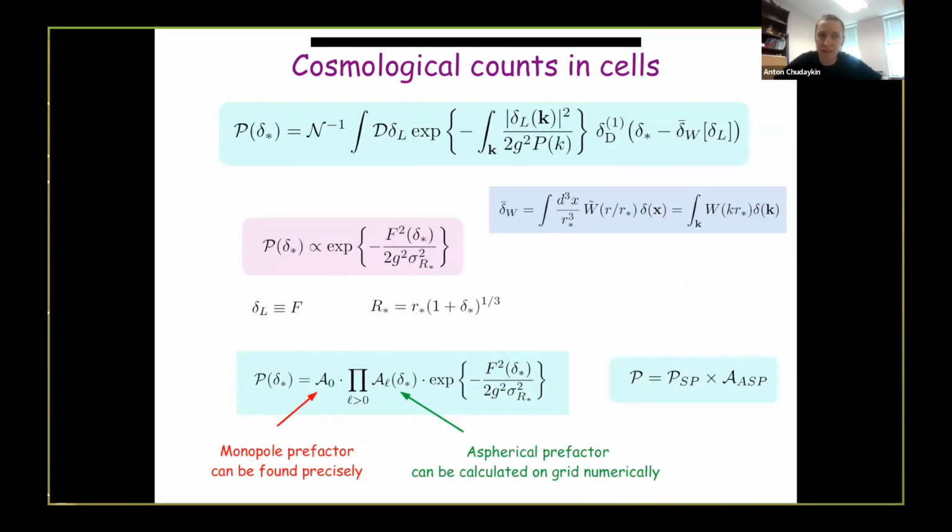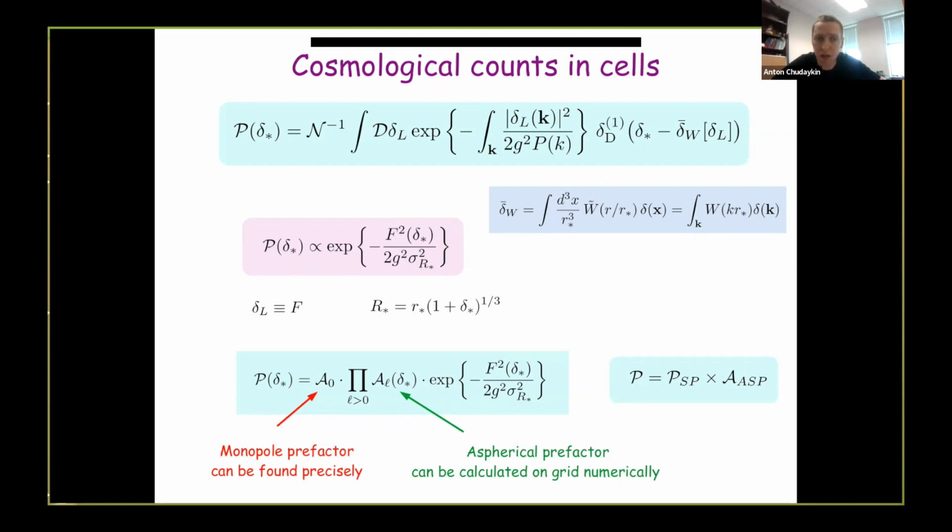Okay. Let's start from the theoretical point of view. The PDF can be modeled in the path integral formalism. One just needs to average over all initial conditions delta linear, weighted with the Gaussian distribution of this field and multiplied by the delta function, which selects only those delta linear which reproduce the target delta star in a cell at the time of interest. And actually, the spherical configuration passes through the spherical collapse solution, and the solution can be easily found.